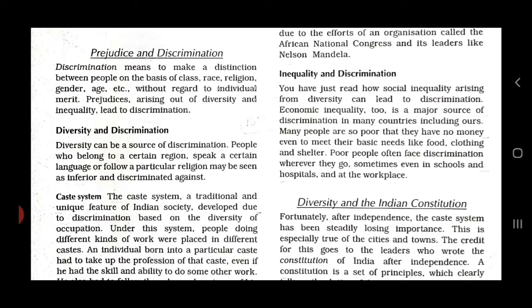Inferior means of low social position, or we are giving less importance to them just because they belong to a certain region, speak a certain language, follow a particular religion, have a particular food habit, or a dressing sense, or whatever. Just on the basis of that, we are treating them as inferior and discriminating against them. So that is wrong. We should respect each other's differences. That is why they are telling over here that diversity can give rise to discrimination. We need to respect each other's differences, then only it will not give rise to discrimination.